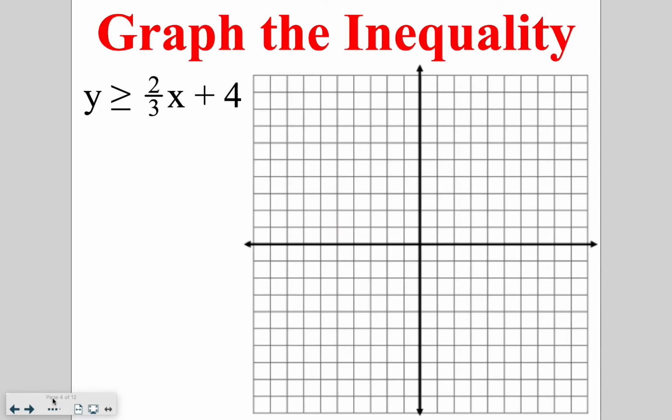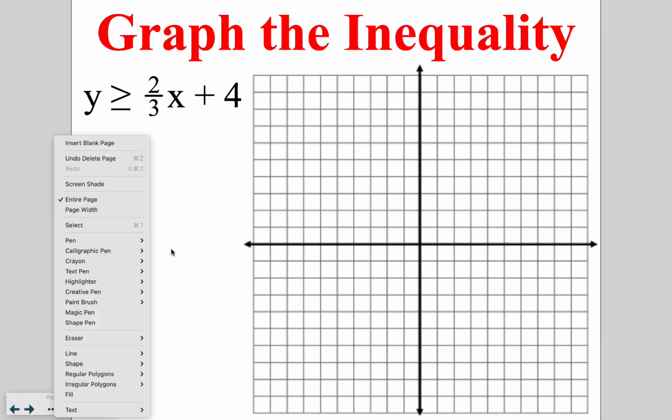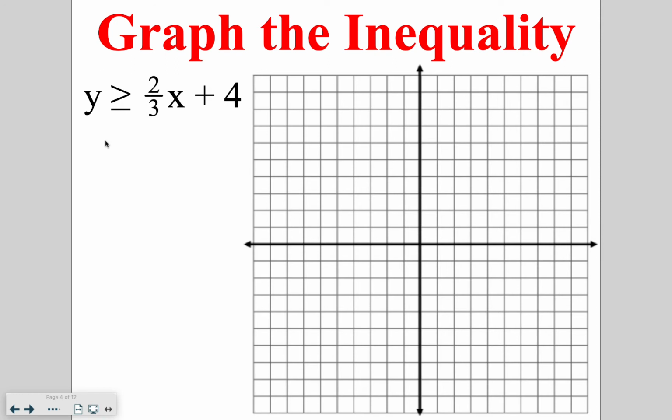So when we graph these inequalities, we're going to start graphing them just like you would have graphed in y equals mx plus b form. So we're going to pull out our y-intercept first, which in this case is 0, 4. And then we're also going to look at the slope, which in this case is up 2 and right 3. So we're going to put our point 0, 1, 2, 3, 4 onto our graph. And then we're going to go up 2 and over 3. And you can repeat that process again, up 2 and over 3.